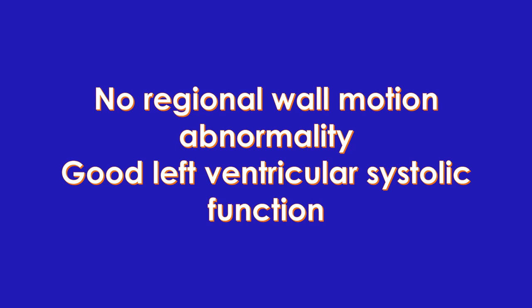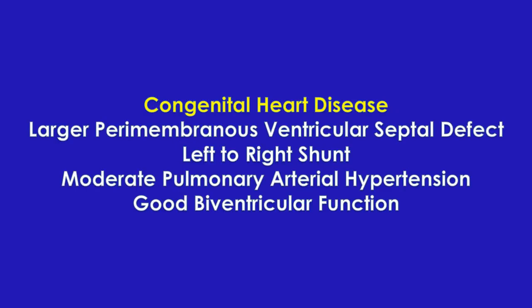If abnormalities have been detected, the conclusion part will be larger and include the salient parts of the echo study. For example, in a person with a ventricular septal defect, it may read as congenital heart disease, large perimembranous ventricular septal defect, left to right shunt, moderate pulmonary arterial hypertension, good biventricular function.